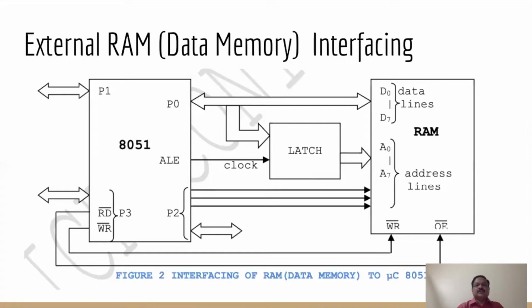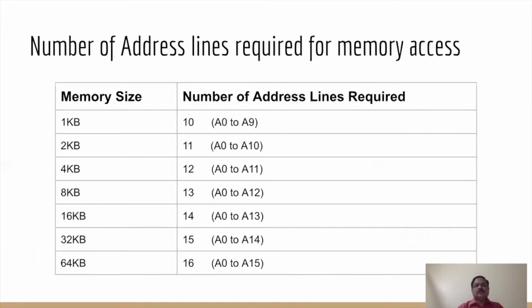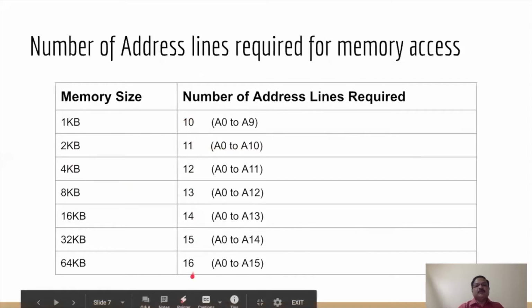Next, we will see how to interface a memory chip when a specific size is specified. For that, we all know that first, depending on the memory size specified, you have to select the number of address lines to be used to access the memory locations, the entire memory space of that chip.